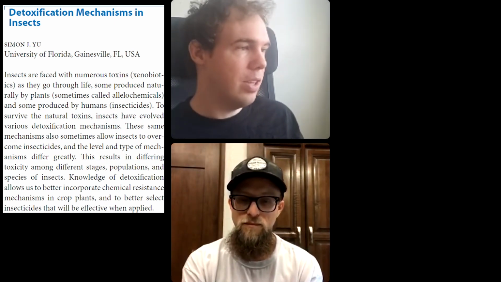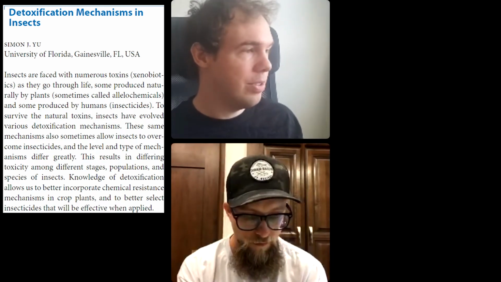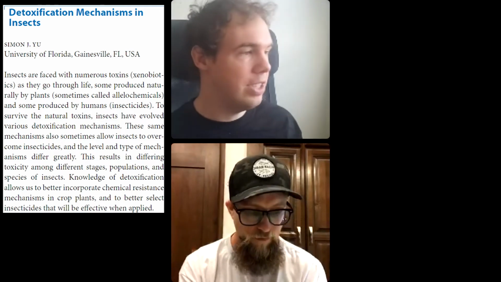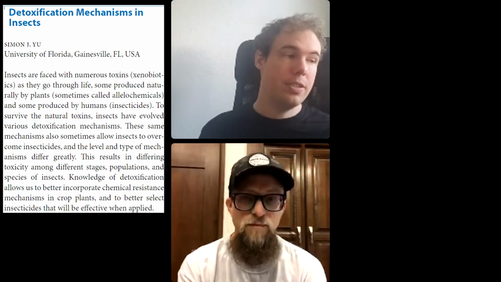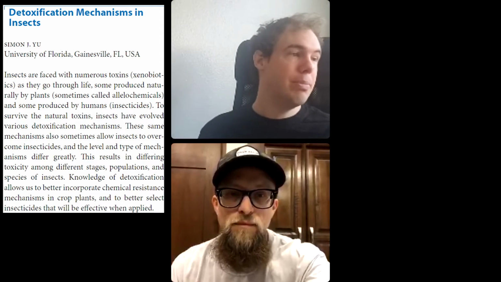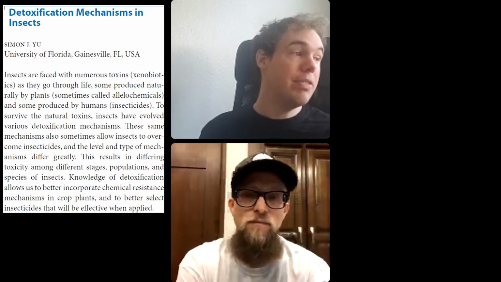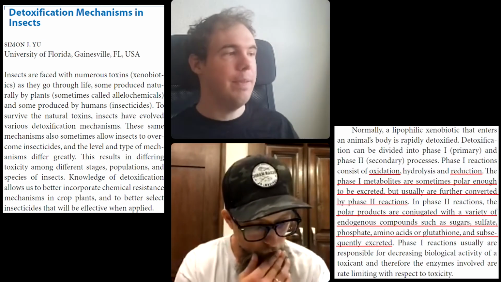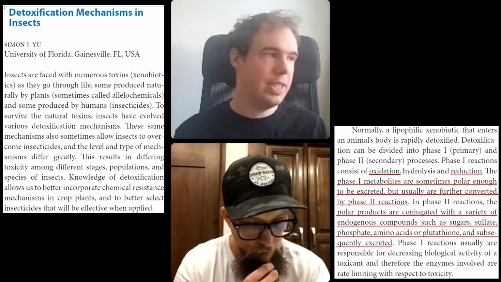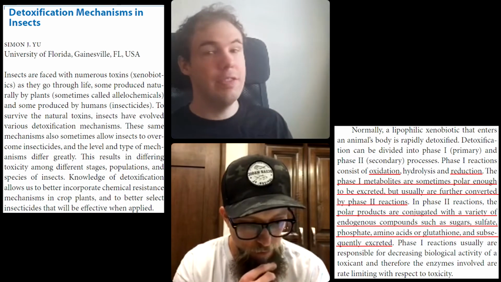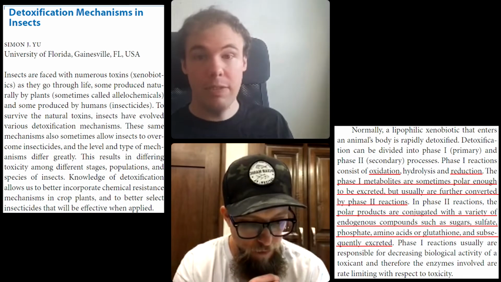These same mechanisms also sometimes allow insects to overcome insecticides, and the level and type of mechanisms differ greatly. This results in differing toxicity among different stages, populations, and species of insects. Knowledge of detoxification allows us to better incorporate chemical resistance mechanisms in crop plants, and to better select insecticides that will be effective when applied. And they talk about two things: phase 1, which is primary, and phase 2, secondary processes. Phase 1 reactions consist of oxidation, hydrolysis, and reduction.